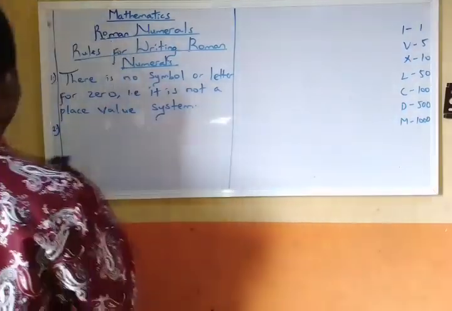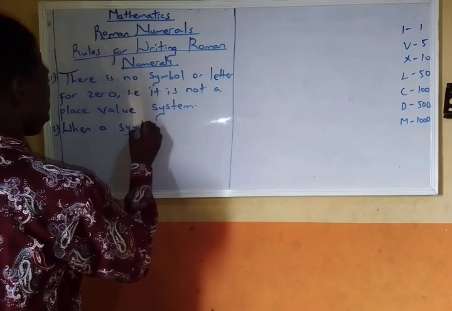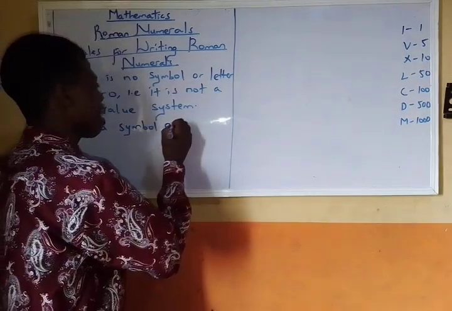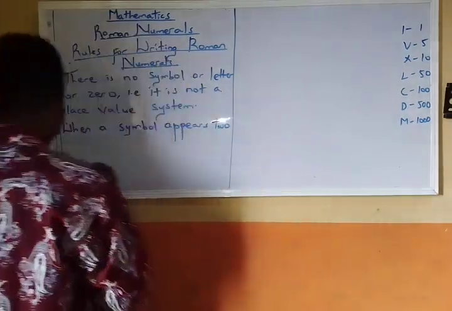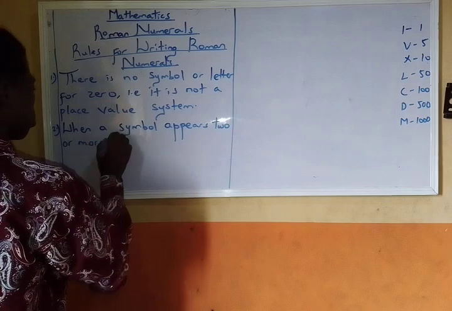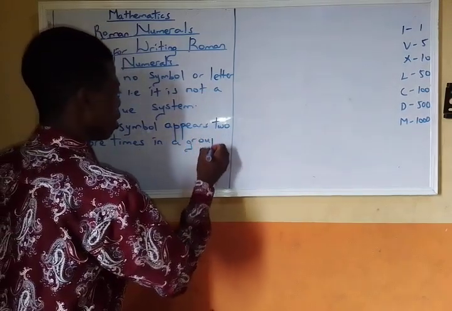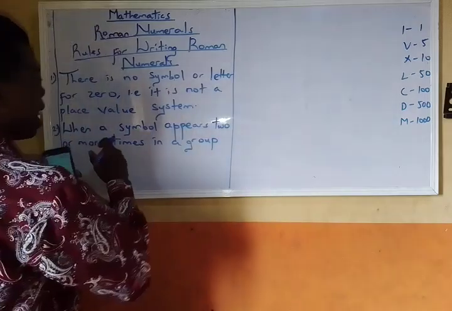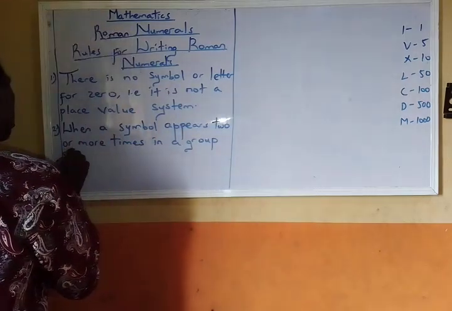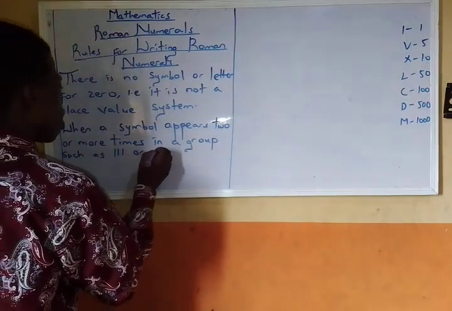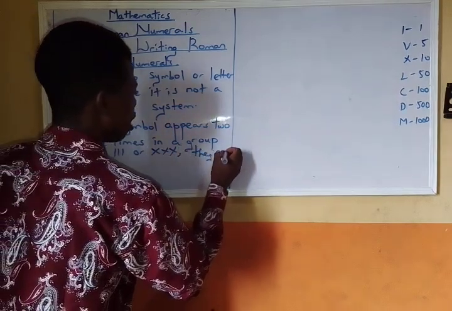Now let's take a look at the second rule. The second rule states that when a symbol or letter appears two or more times in a group, such as II or XX, beautiful, right? They are added.